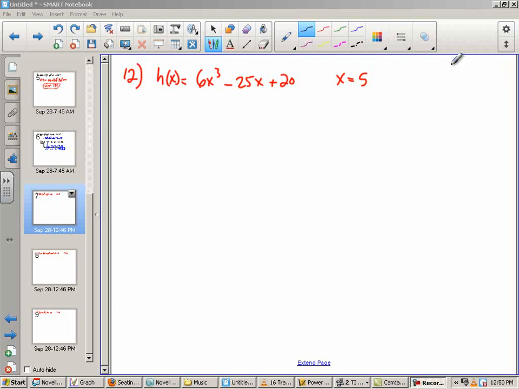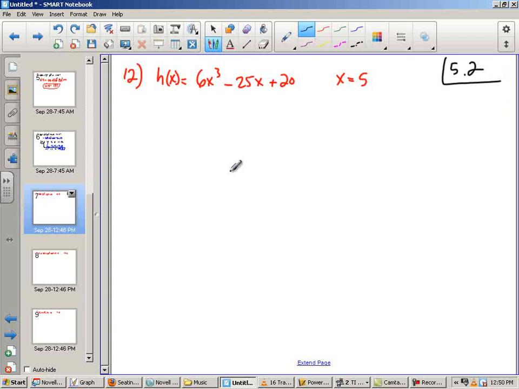All right, these are your notes from section 5.2 today. We're going to go through 3 problems. The first one we'll use is direct substitution, and then we'll do 2 with the synthetic substitution.